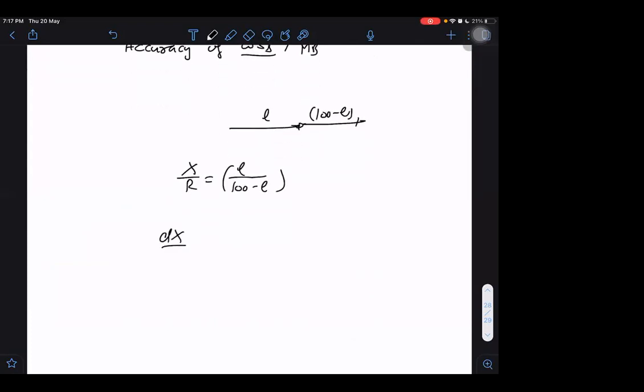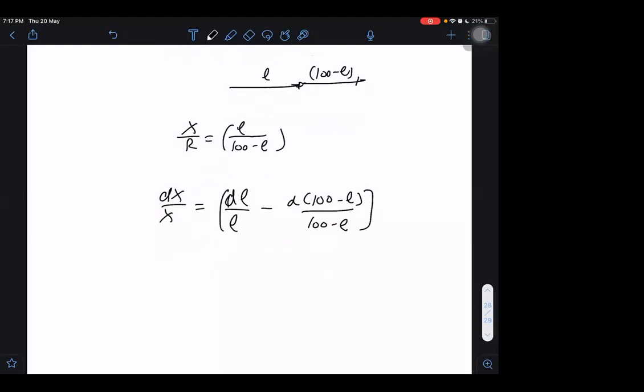What is the error in X? dX upon X will become dL upon L minus d(100 minus L) upon 100 minus L. Sir, you know this error formula? Plus? No, sir, not plus. You are forgetting the very important thing that I have told you earlier. We take the error plus only at last. After solving, we take the plus. First, here also a dL term, here also a dL term will come. At last, we can take plus, not in the beginning.